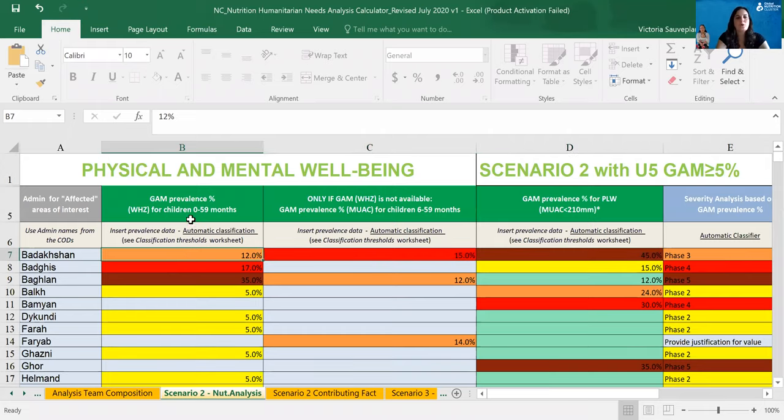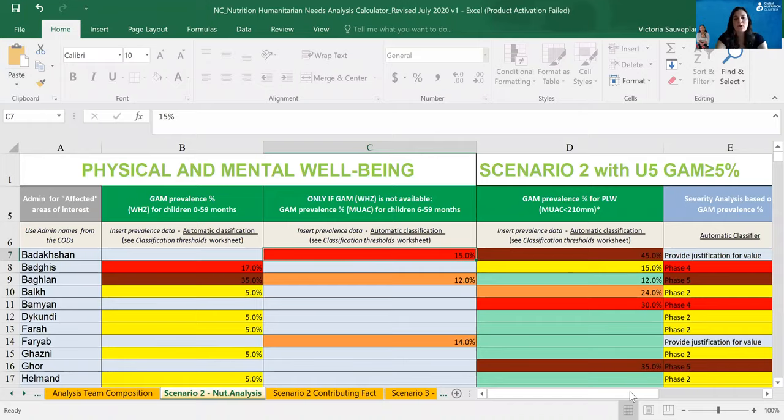Ideally, we would want GAM prevalence based on weight for height for children 0 to 59 months. As you can see here, I have a 12%, so my same example that I used previously, and it would automatically take this classification based on weight for height. If this one was now 25%, then it would change to phase four based on weight for height. If this is null, if we don't have anything, then if GAM weight for height is not available, we do it based on MUAC. So once again, remember our thresholds go across two phases.